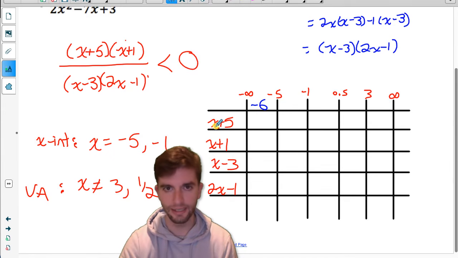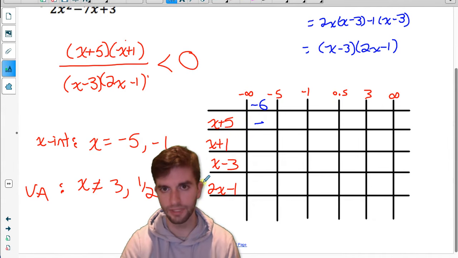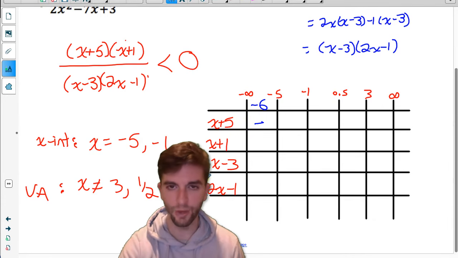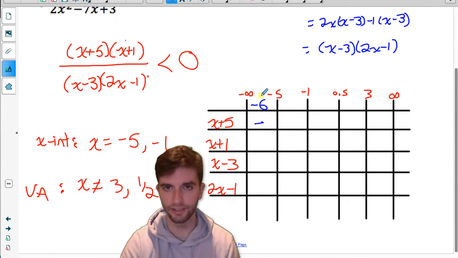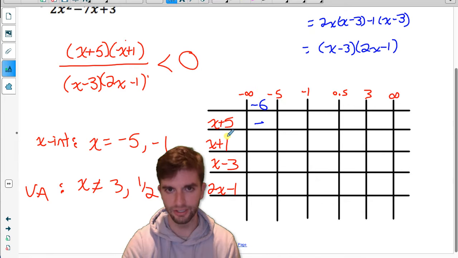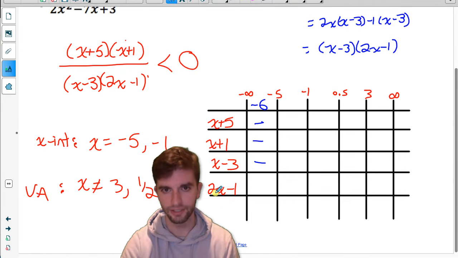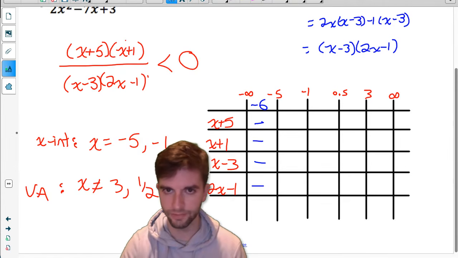separately. In x plus 5, I would get negative 6 plus 5, which is negative 1. It's a negative result. I don't actually care what the result is, I just care about the sign of it. And I'll explain why in a second. Plug negative 6 into this factor, I get a negative result. Negative 6 into this factor, negative result. Negative 6 into this factor, negative result.